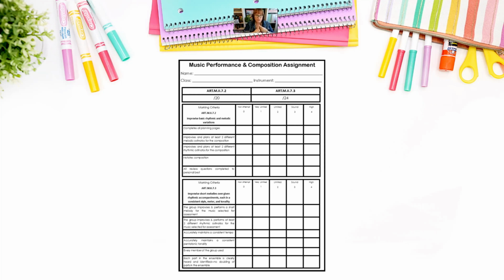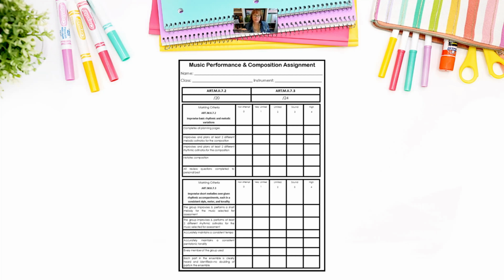So the first one completes all the planning pages. Second one improvises and plans at least 2 different melodic ostinatos for the composition. The next one improvises and plans at least 2 different rhythmic ostinatos for the composition. One should be melodic. Yep, I did do that, sorry. Notates the composition, and all review questions completed to personal best.